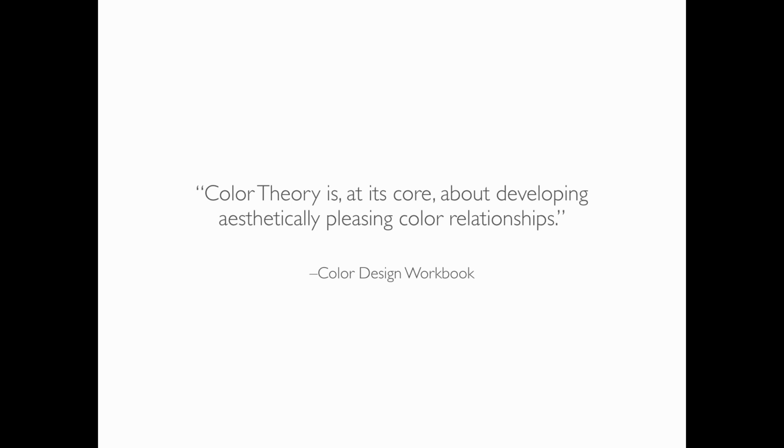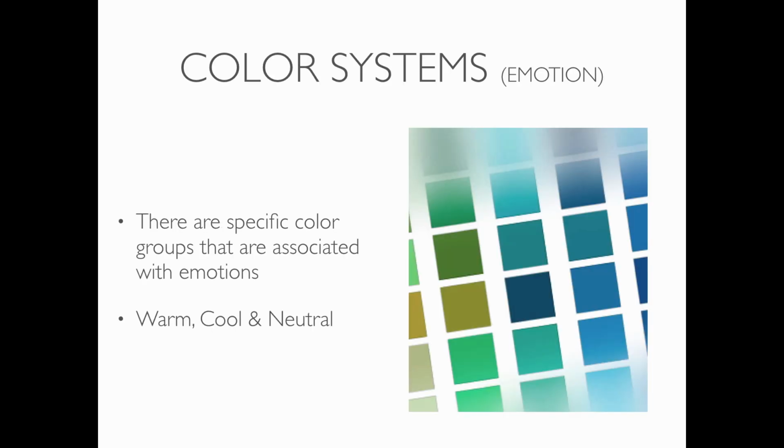So color theory at its core is about developing aesthetically pleasing color relationships. So it's thinking about color and then working with color such that you're actively producing something that looks good. Color systems generally have some kind of an emotion associated with them. There are specific color groups that are associated with generally a specific emotion. And so we'll talk about those.